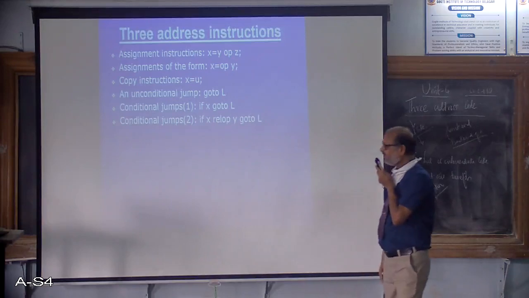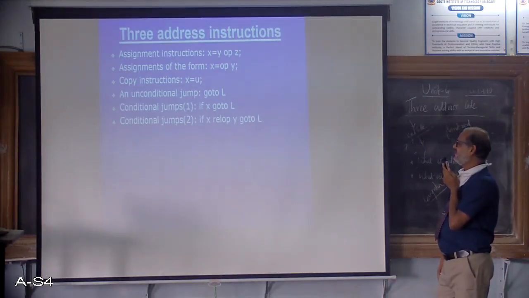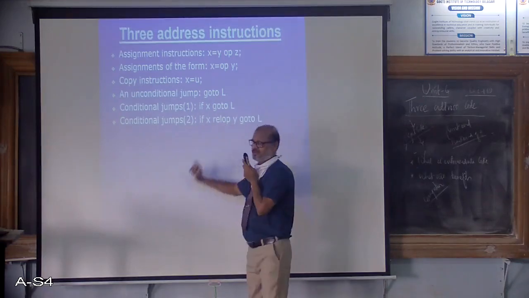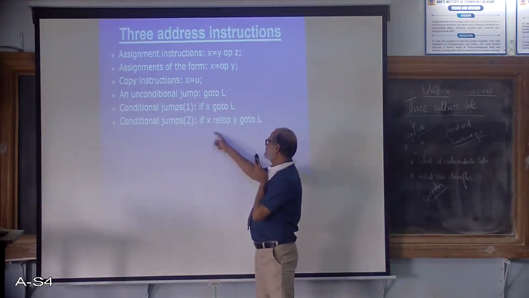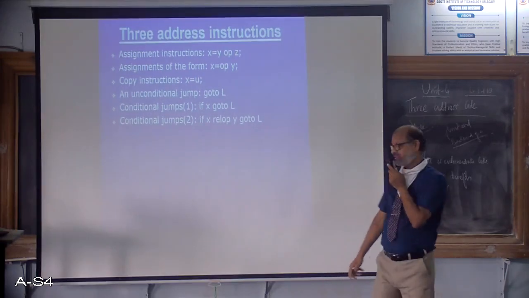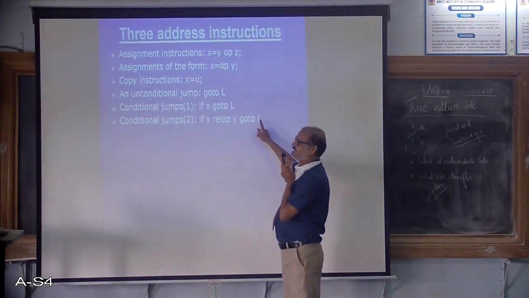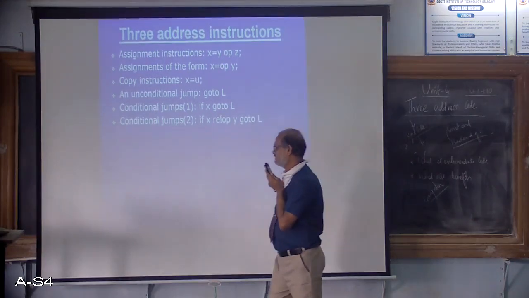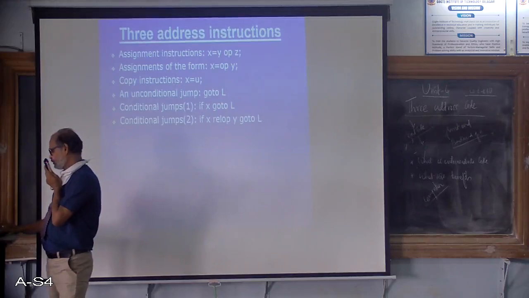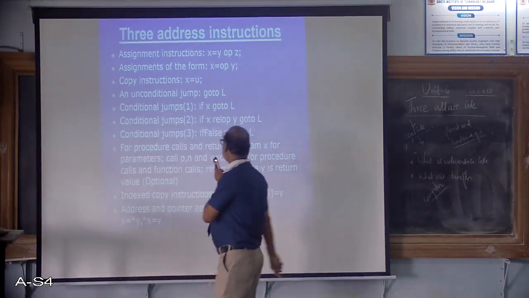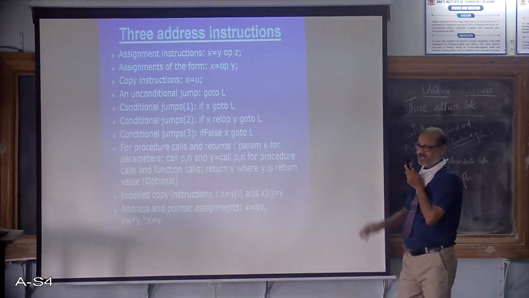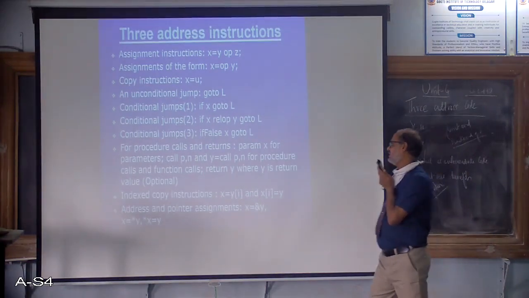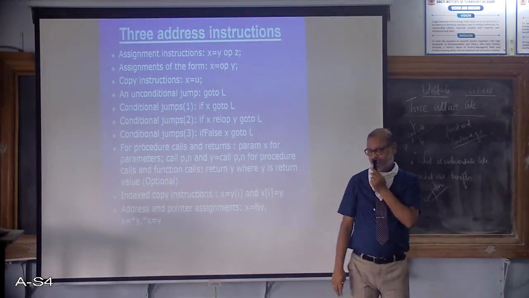Then we have the conditional jump two, right? Here, if x relational operator y go to L. You can have any relational operator like less than, greater than, less than or equal to, and so on. If the value of this is true, then the control is transferred to the three address code with the label mentioned here. So this is conditional jump number 2. You have conditional jump number 3: if false x go to L. That means if the value of x is false, then again the control is transferred to the three address code where L is a label, right?